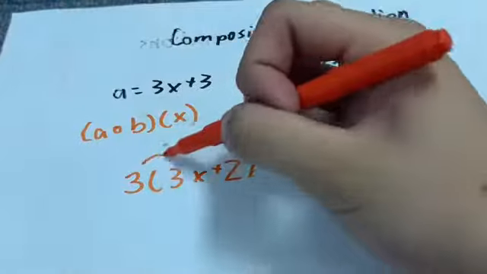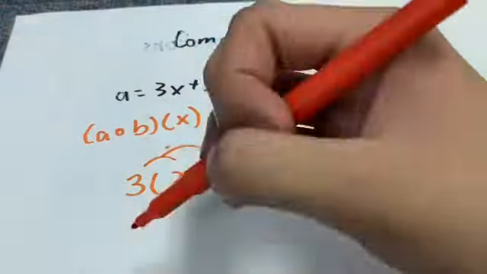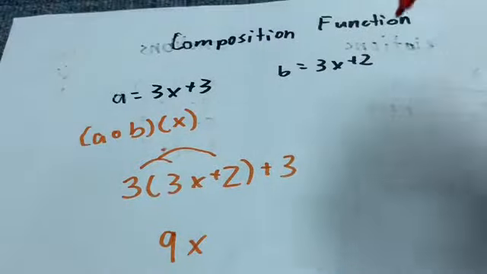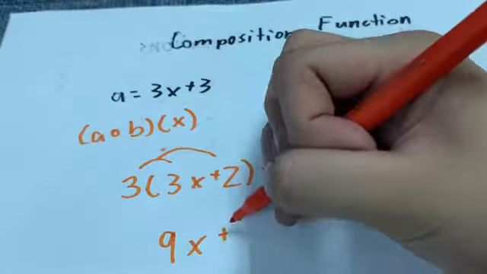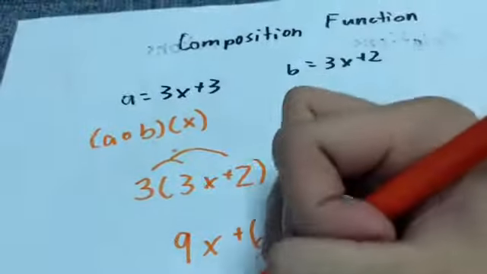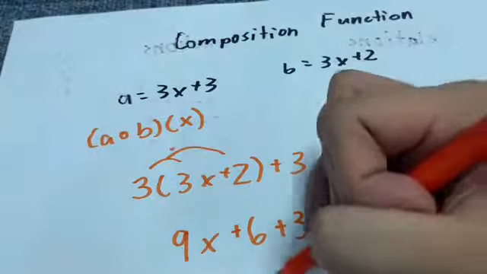The first step is you distribute. So 3 times 3x is 9x, and 3 times 2 is 6. Put down plus 3, so you get 9x. 6 plus 3 is 9, so 9x plus 9.